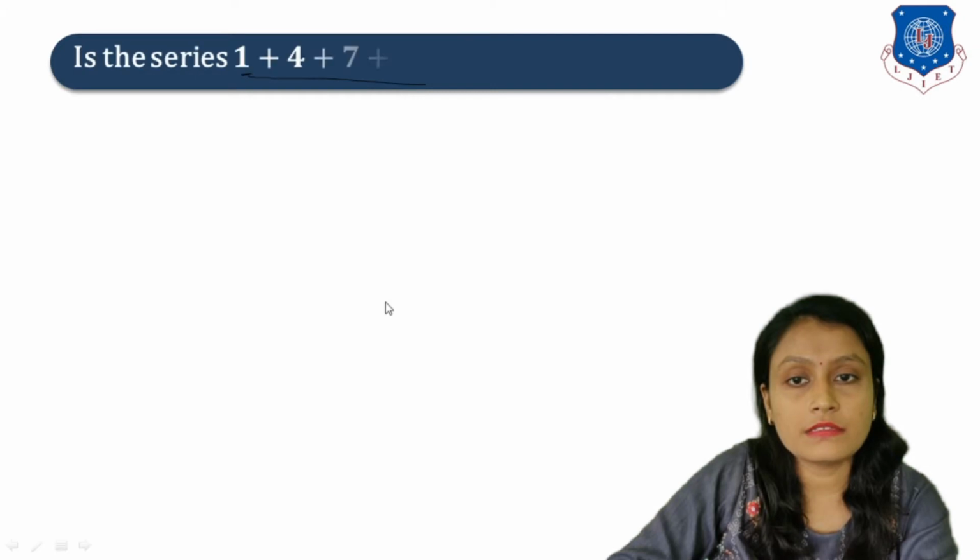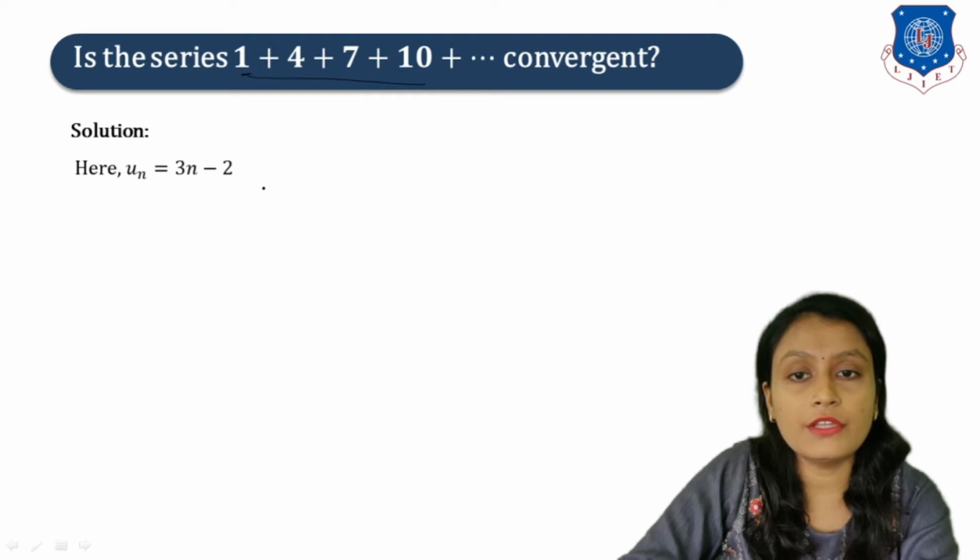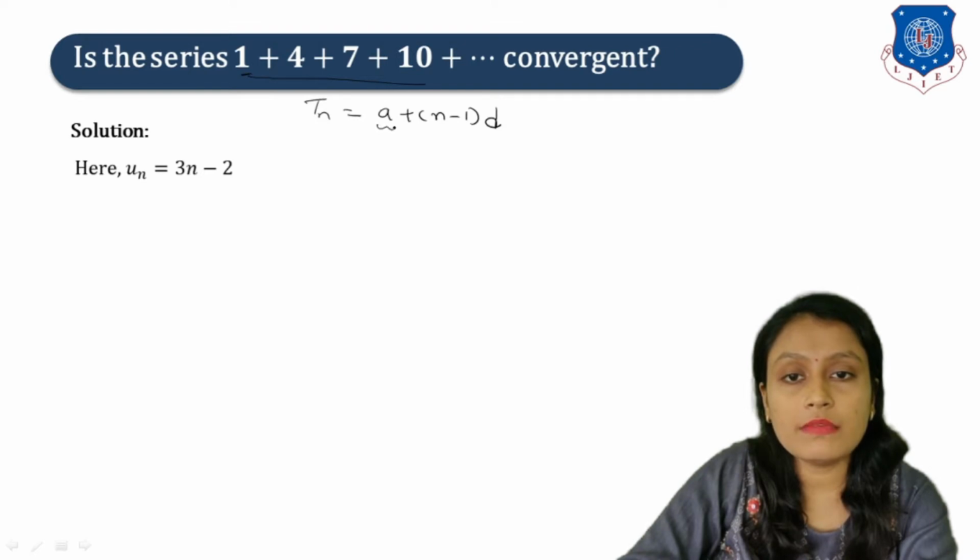Okay. Next, is the series 1 plus 4 plus 7 plus 10 plus so on convergent? So we will check whether the series is convergent or not, right? So now here all the numbers are given. So firstly we will find un. The formula to find un is Tn is equal to a plus n minus 1 into d. Here a means first term. So from here your first term is 1, plus n minus 1 into d. D means difference. So 4 minus 1 will give you 3.